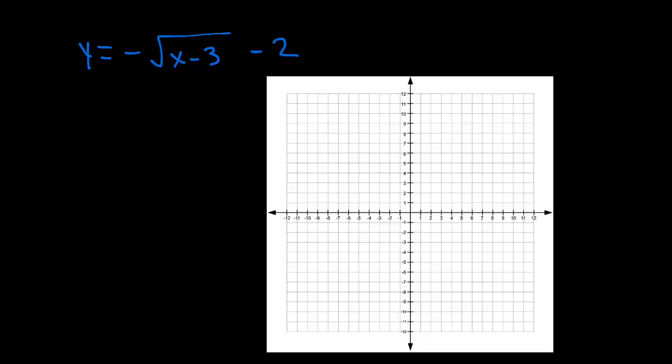Let's start with an example. Y equals negative square root of x minus 3, minus 2. So first thing to do is find our starting point, our vertex. Our starting point is moved right 3 and down 2. So our vertex is at 3, negative 2. And then that's it for those two. Now we just need to figure out what direction it opens and how it's stretched or shrunk. And that's all up to a.